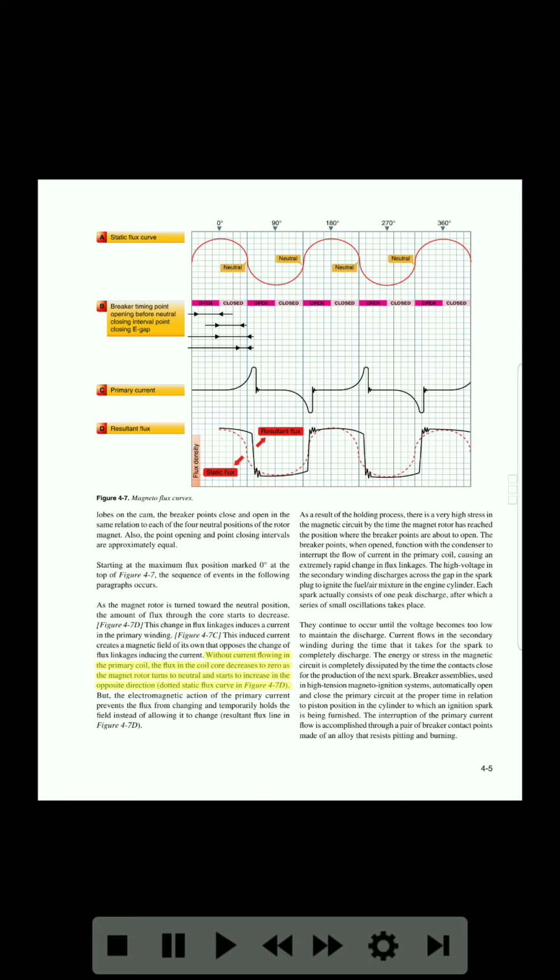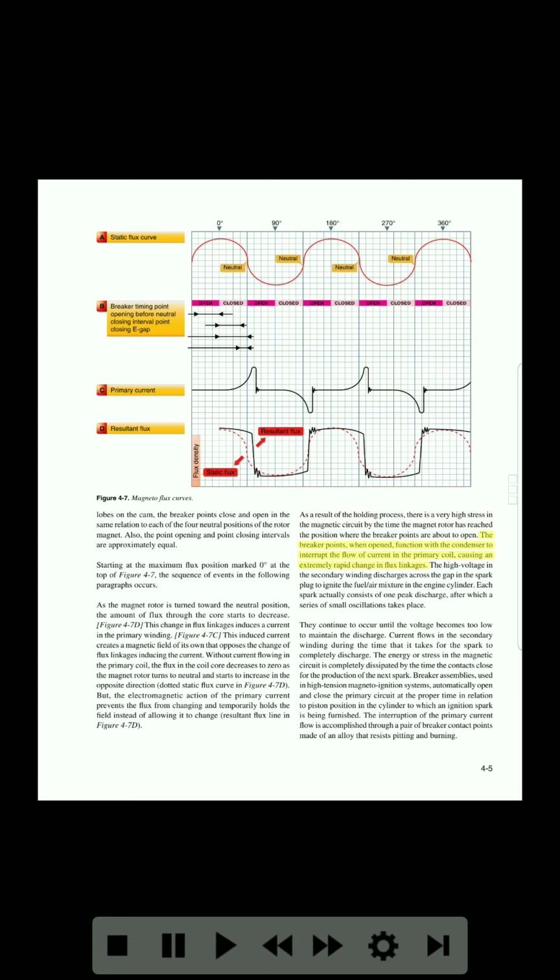This induced current creates a magnetic field of its own that opposes the change of flux linkages inducing the current. Without current flowing in the primary coil, the flux in the coil core decreases to 0 as the magnet rotor turns to neutral, and starts to increase in the opposite direction, dotted static flux curve in figure 4-7d. But the electromagnetic action of the primary current prevents the flux from changing, and temporarily holds the field instead of allowing it to change, resultant flux line in figure 4-7d. As a result of the holding process, there is a very high stress in the magnetic circuit by the time the magnet rotor has reached the position where the breaker points are about to open.